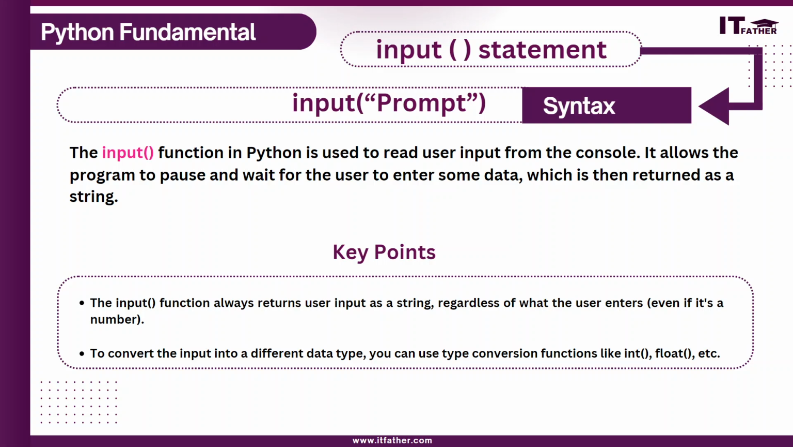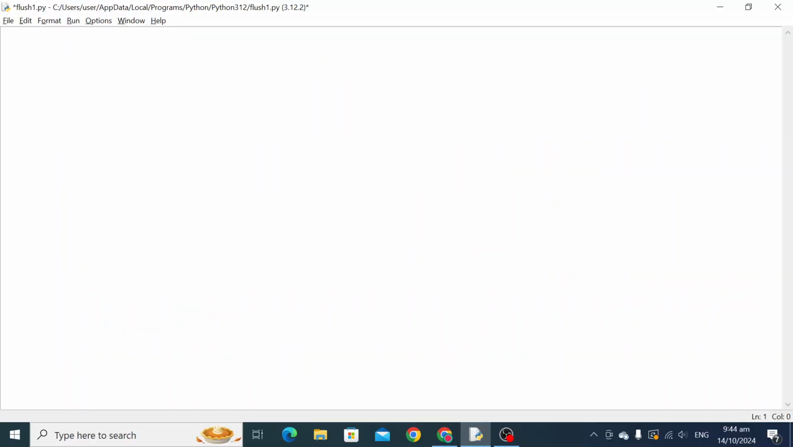If you want to convert into another type, then we have to use the typecasting method with the help of constructor functions like int, float, and string functions. So many functions are there which are used to convert from string to whichever other format you want to use. Let's see one example of input.